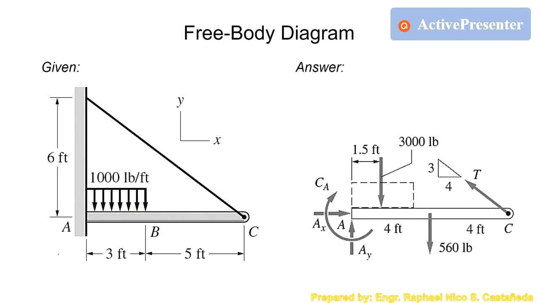So the answer will look like this. We have here 3,000 pounds, which is at 1.5 feet because the centroid is at the half of 3 feet. Then we have the weight, which is 560 pounds. Its location is 4 feet because it is at the center of the 8 feet beam. Then we have the tension T with a slope of 3 over 4 because the slope here is 6 and 8. Then we have 3 unknowns, AX, AY, and the couple at A from the fixed support at A.